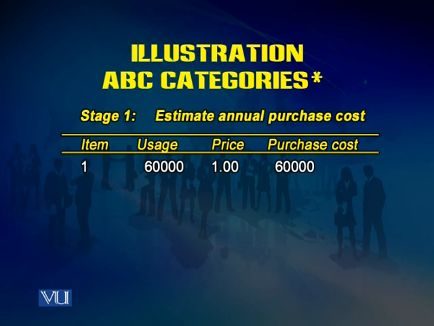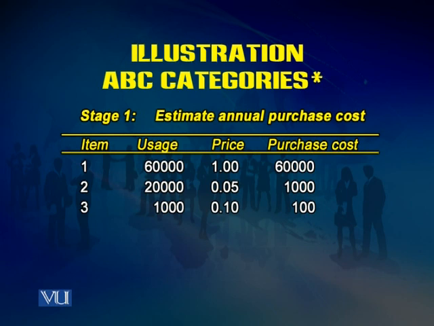So the first column is item number, second is usage, the third is price, whatever is the price or the cost, and the fourth column represents the value of the purchase cost. We can see item number 1, 60,000 items are expected to be used, and the value or the cost is 60,000. In item number 2, we expect 20,000 items to be used. The price is 0.05 each, and the value or the purchase cost is 1,000. So you can see that we are looking at the total purchase cost. The purchase cost is 60,000, and that is item number 1. In item number 2, the purchase cost is 1,000.